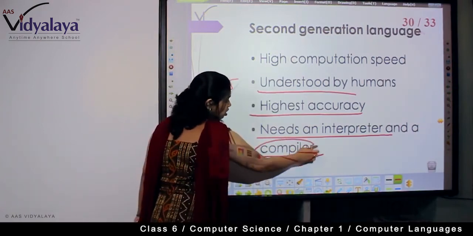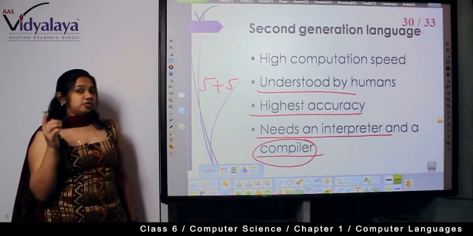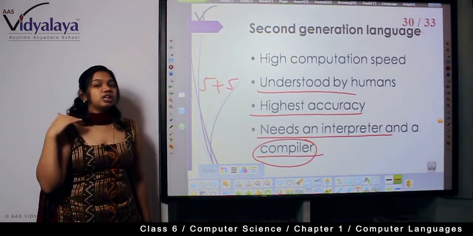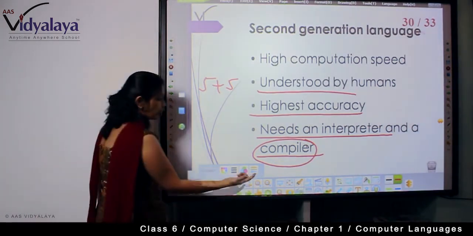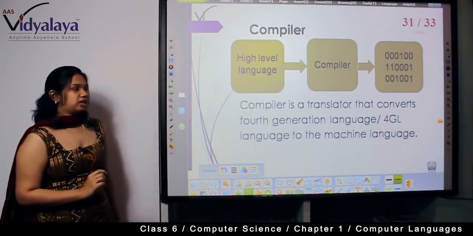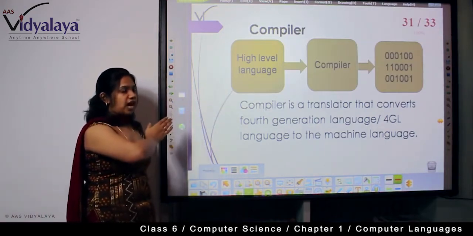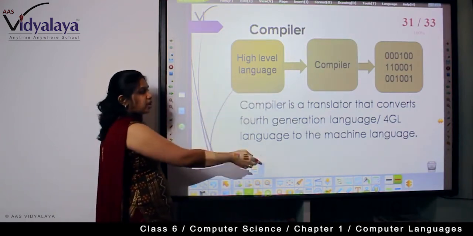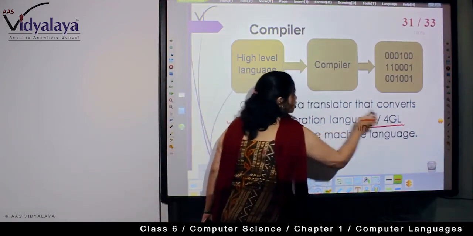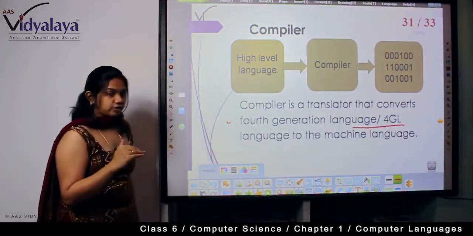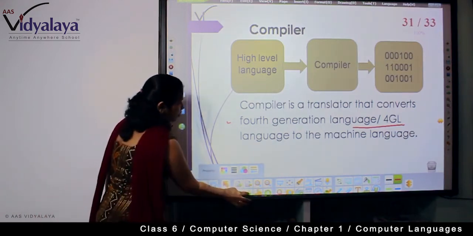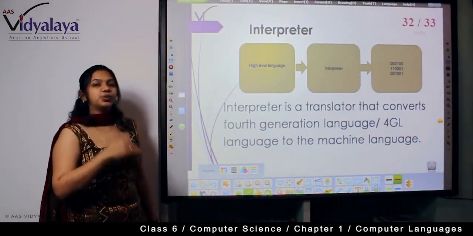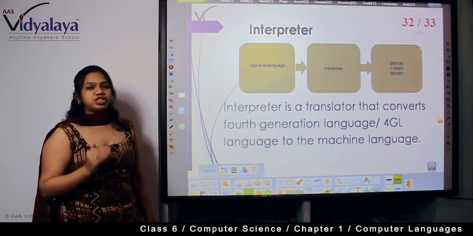Alright? And then this needs an interpreter and a compiler. We have seen something called a compiler in third generation language. We saw it worked as a translator to convert the third generation language to a machine language, correct? So now we are going to see what this interpreter is. This is the same compiler that we had for third generation language. It converted high level languages to the machine language. It also converts fourth generation language, that is the highest level of language, to a machine language, and then we come to the interpreter. What does this interpreter do? This also helps me in converting a fourth generation language to a machine level language.